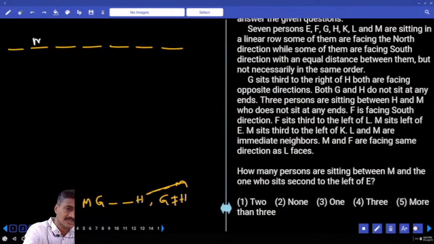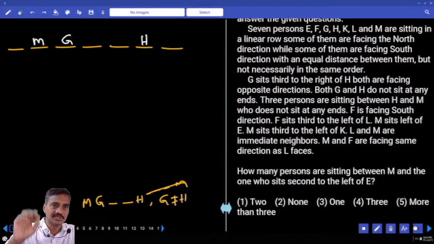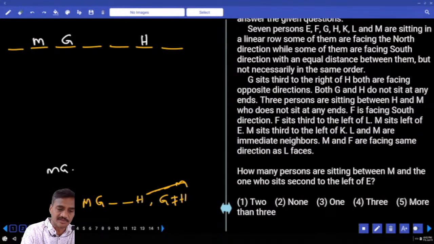Hence, what is the least possibility we have? M is here, G is here, and H must be here. Now, here it is not given, hence we have taken a possibility like this, G and H.